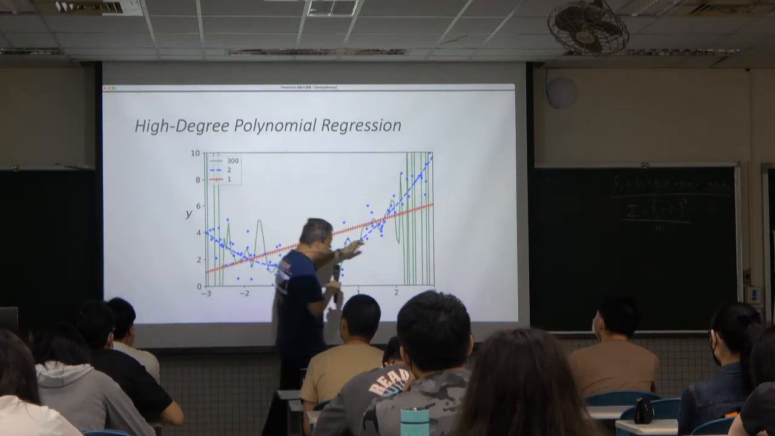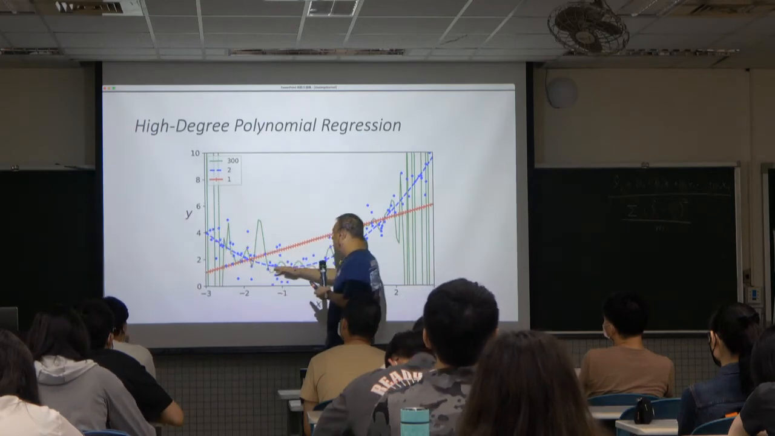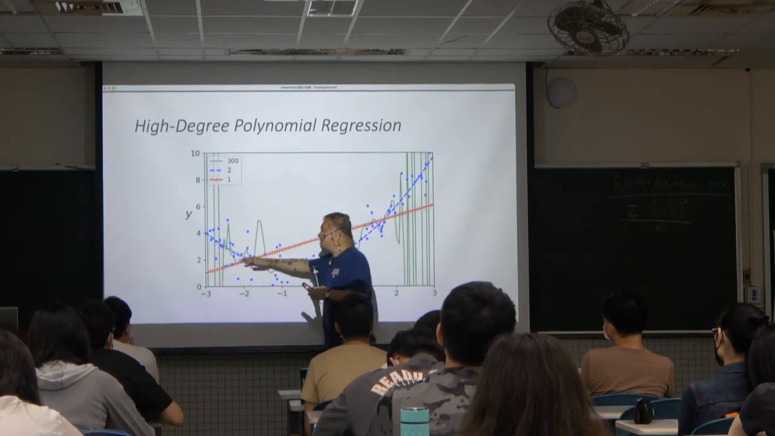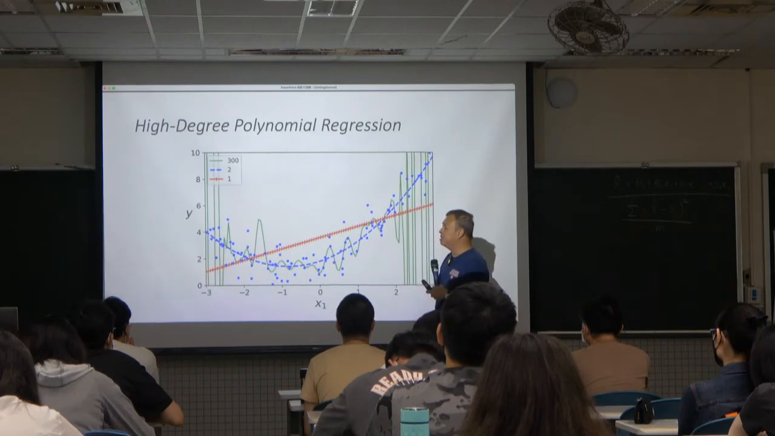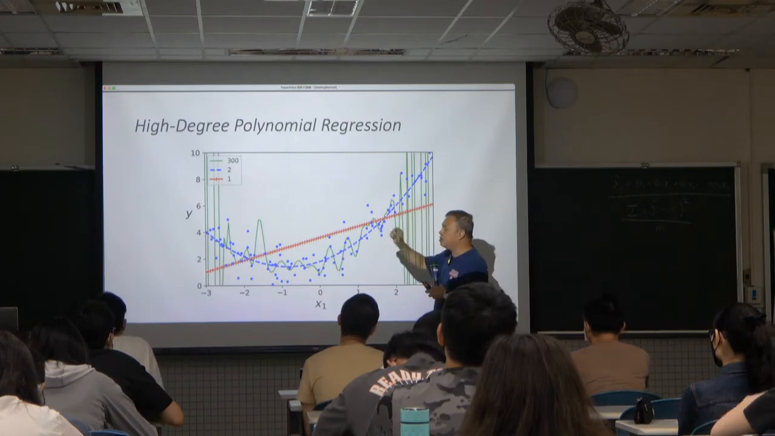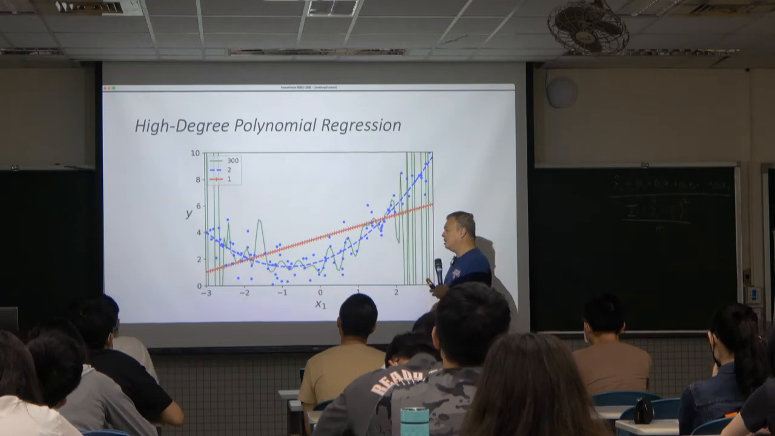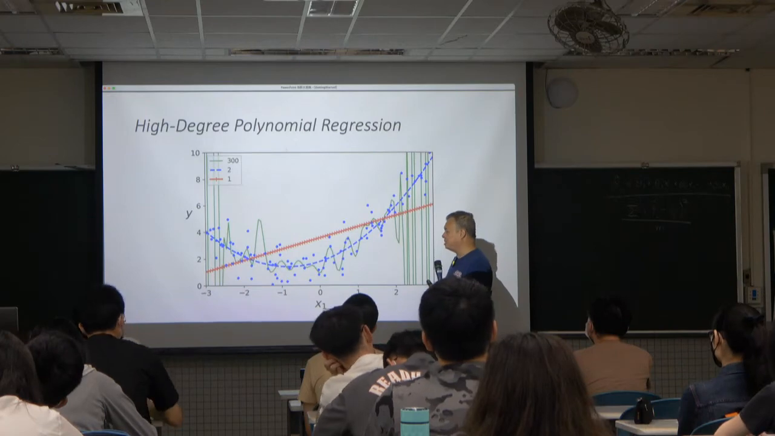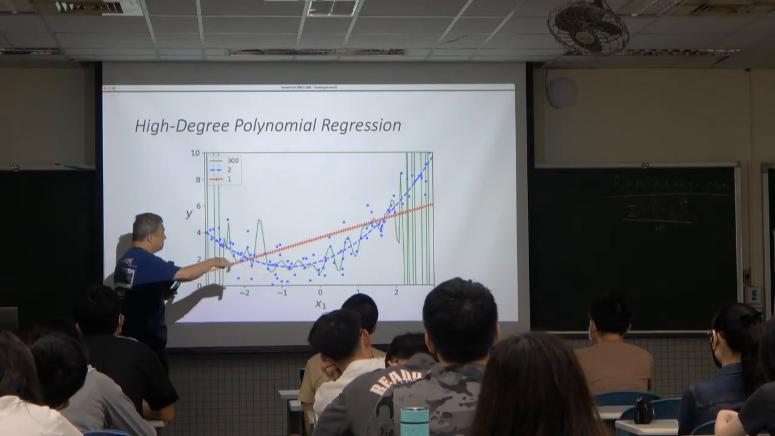This red line is the linear fit, and the quadratic form gives us a pretty nice trend of all these data points, as I already showed you earlier. But if you try to generate a 300-degree line to fit all these points, what you are going to get is this green line.